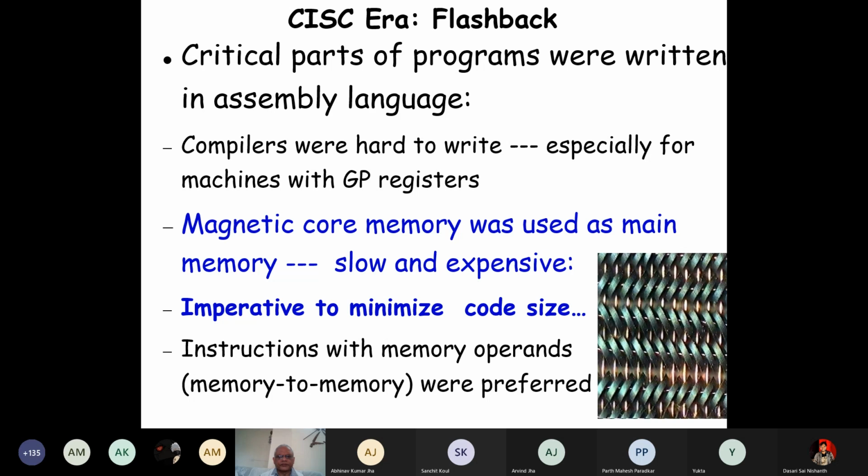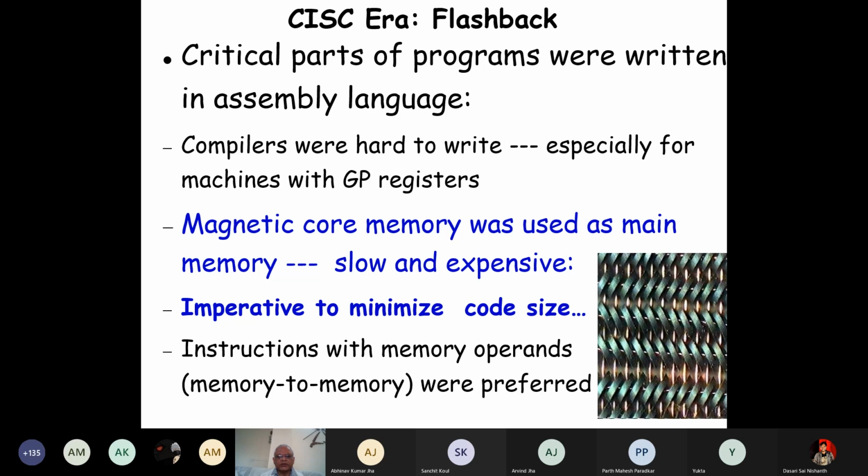Another thing that we must remember is that the main memory was not a semiconductor memory. It was called the core memory, a magnetic memory of something like this. The orientation of the magnetism was used to store 0 and 1. It was very slow. Just to fetch one word maybe took several milliseconds, hundreds of milliseconds just to fetch one word.